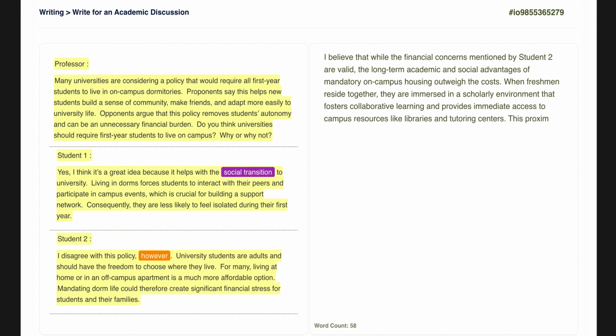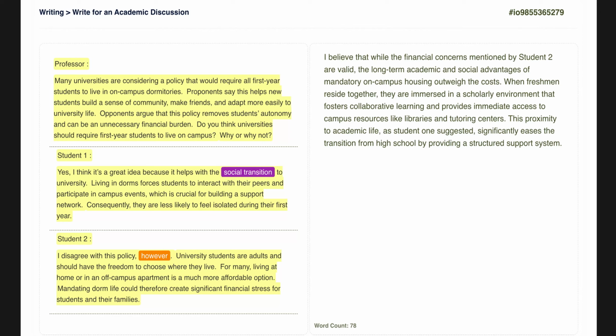This proximity to academic life, as student 1 suggested, significantly eases the transition from high school by providing a structured support system. Now we connect back to the social aspect. We start with "this proximity to academic life" to link our previous point to the next one. We then add "as student 1 suggested," which is a great way to show engagement with the conversation.